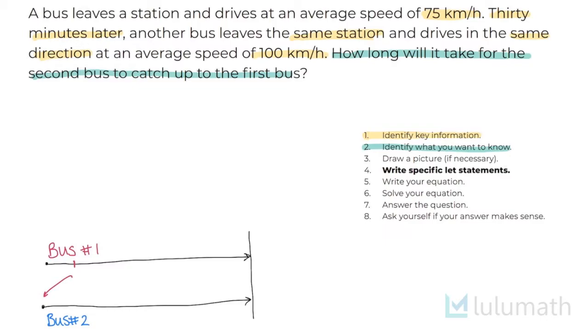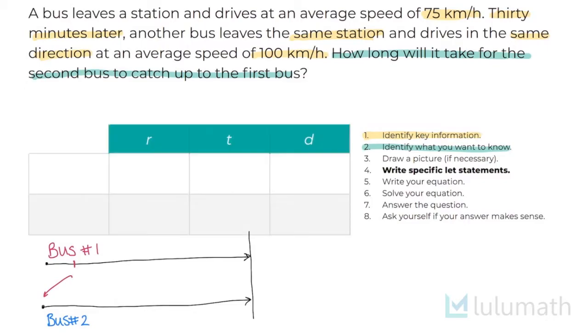We're going to add to our picture after we get to step number 4, which says to write specific let statements. Now, when we write our specific let statements, we always ask ourselves, what do we not know? But I'm also going to use this table here to help us sort through our information. What we don't know is how long it will take for the second bus to catch up to the first bus. So the amount of time is what we don't know. So we always write that as our let statement. And if we don't know the amount of time, we're going to just call it T.